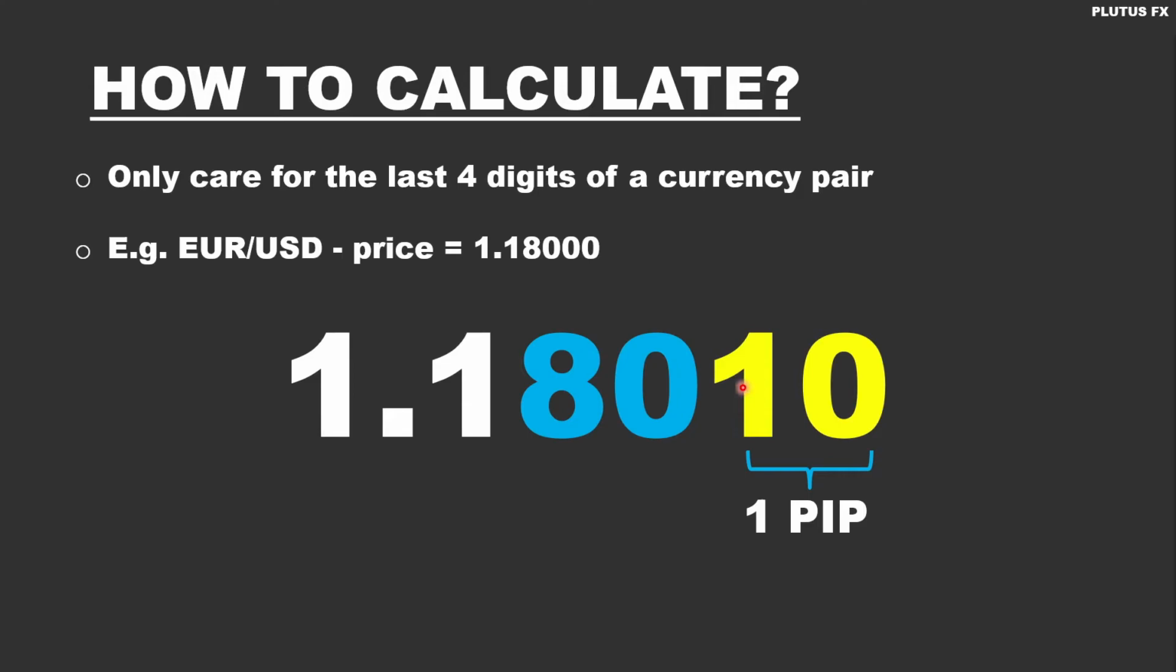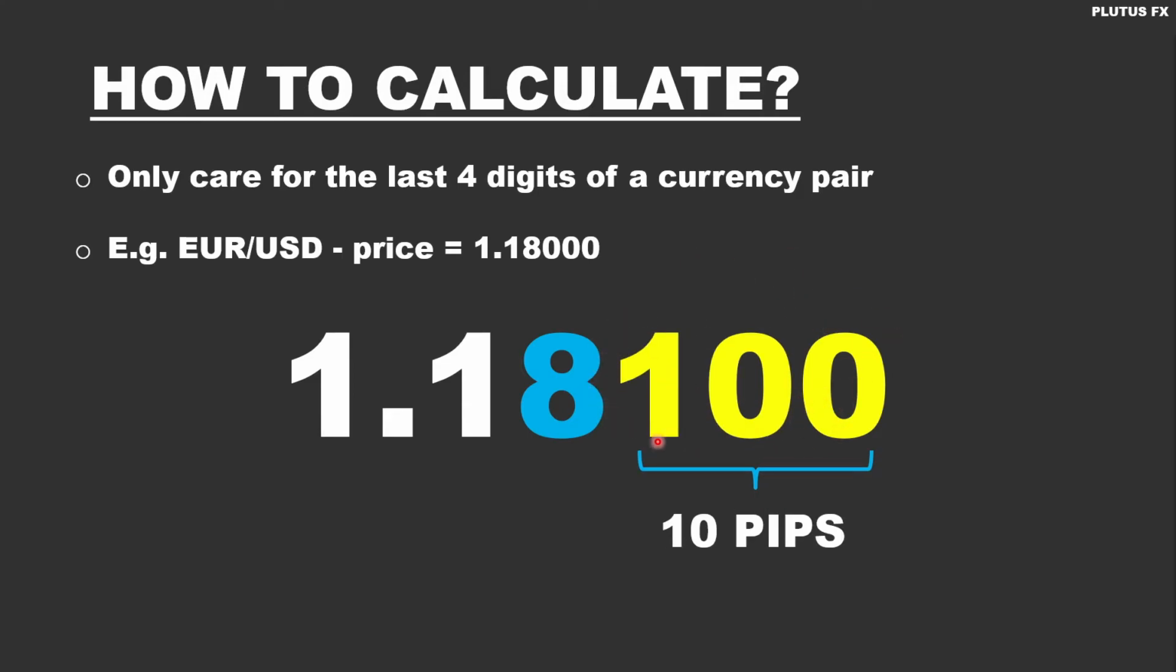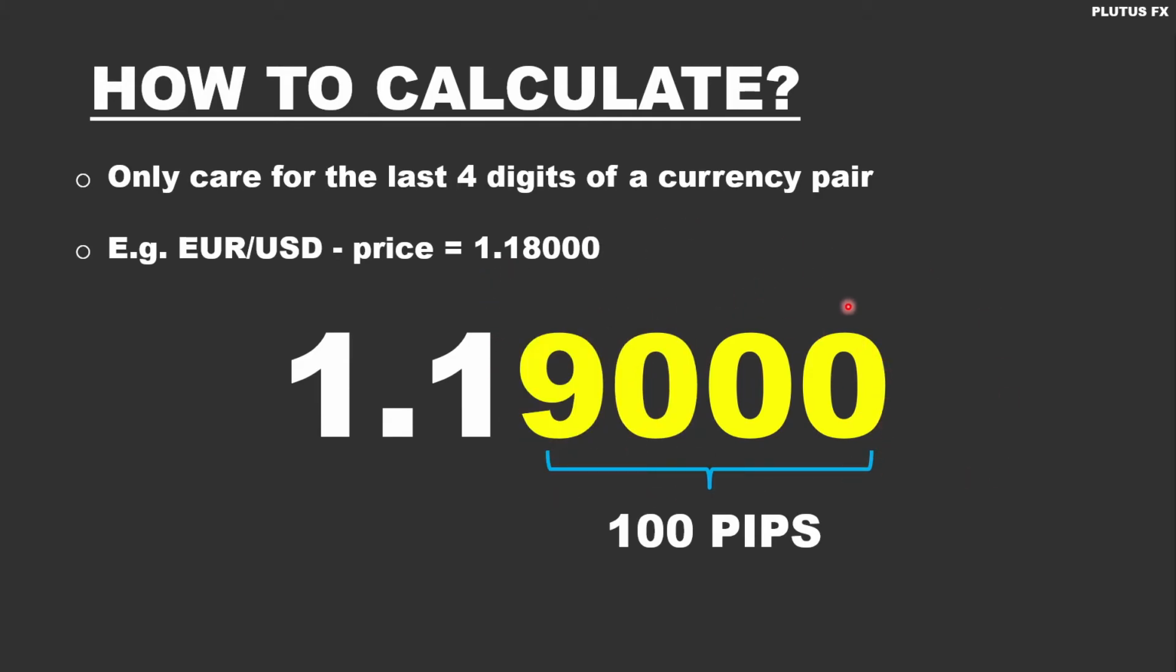So a move of 10 on the last four digits is one pip, and a move of 100 on the last three digits, as you can see in total, it will be three digits. That's a move of 10 pips. Therefore, if this moves by 1,000 within the last four digits, that will be a total of a 100 pip move. It says 9,000 here because the last price was 1.18 thousand, so we moved to 1.19 thousand. But essentially, it's a move of 1,000 right here.